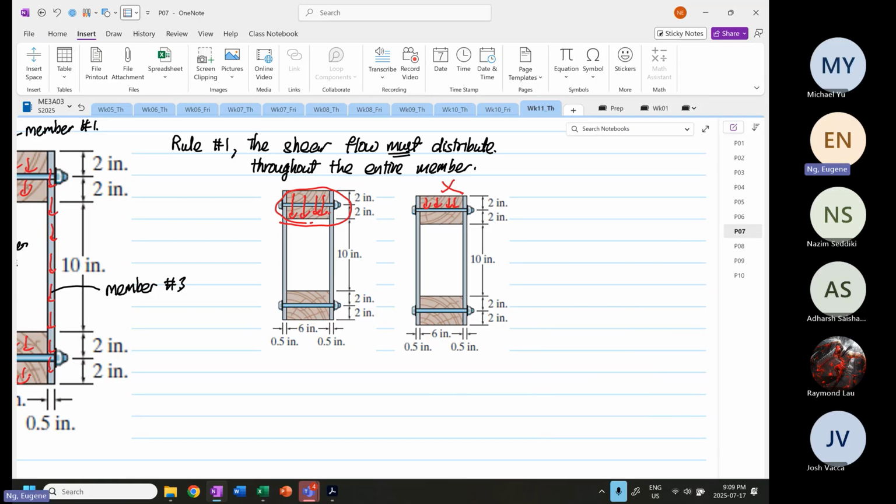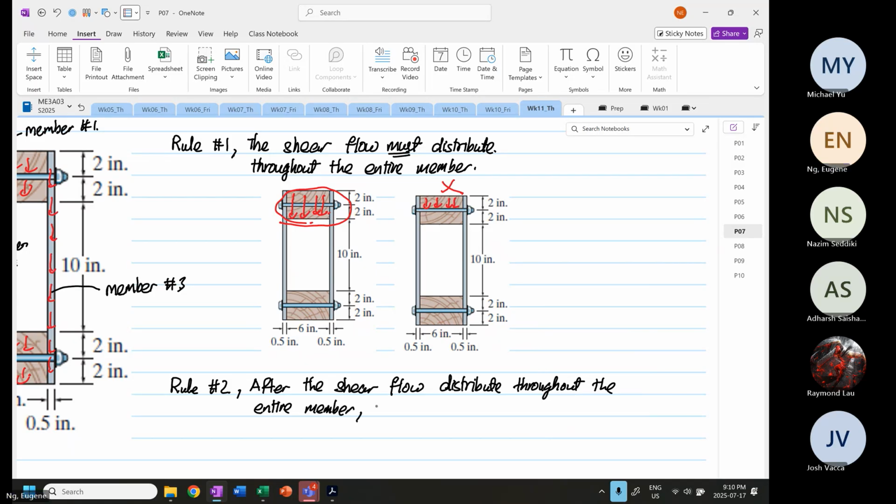Then rule number 2: after the shear flow distributes throughout the entire member, the fastener will then transmit the shear flow.